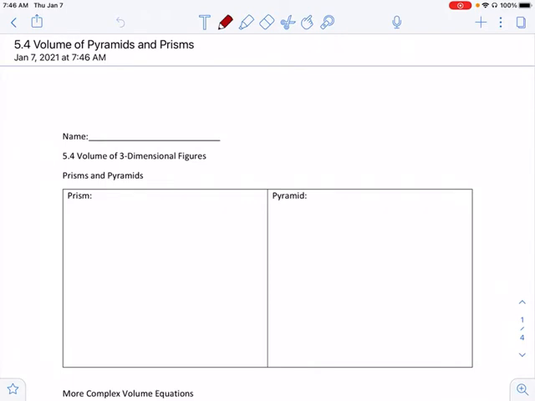And today we're going to talk about the volume of three-dimensional figures. Given what we already know about polygons and area, this should be relatively easy. There are just a few rules that we need to follow. So let's hop right in.